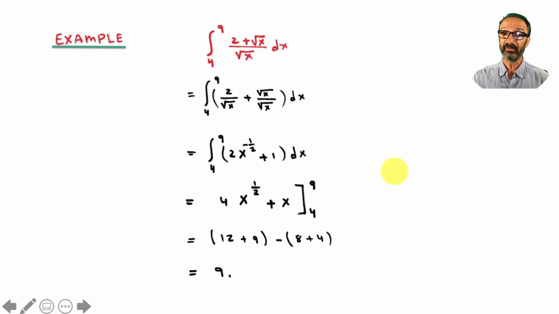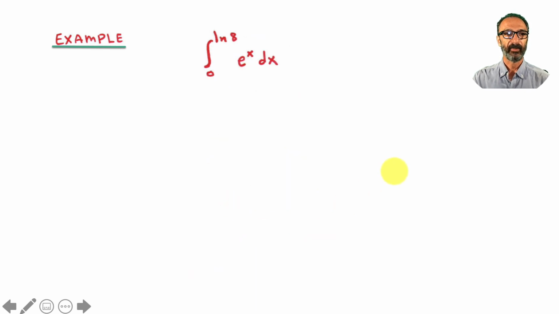Let's take something completely different. Integration of e to the x from 0 to ln 8 with respect to x. What's the function that you find its derivative and it gives you e to the x? Which is a very interesting function in life, and it's the only function that behaves its own way. No other function behaves like e to the x. Its derivative is itself, and the integration is also itself. So it's e to the x from 0 to ln 8.